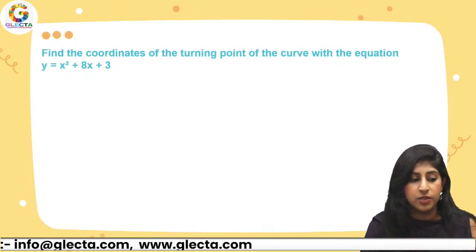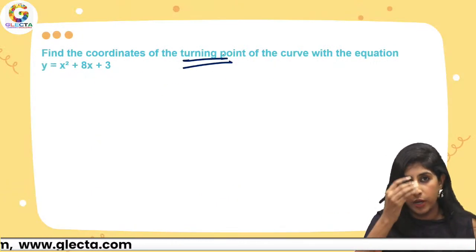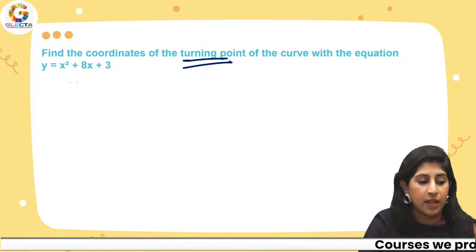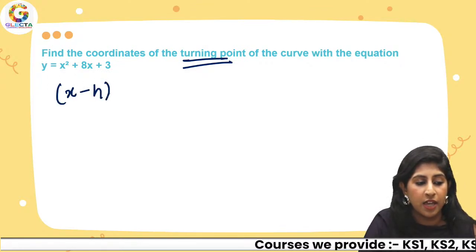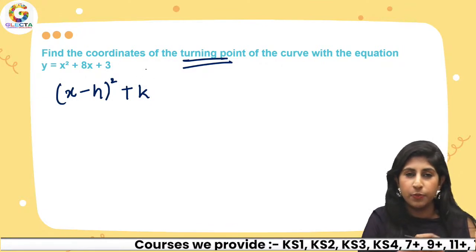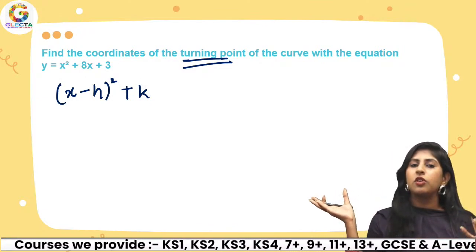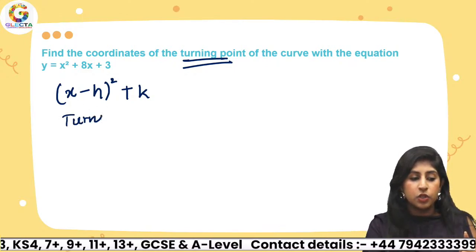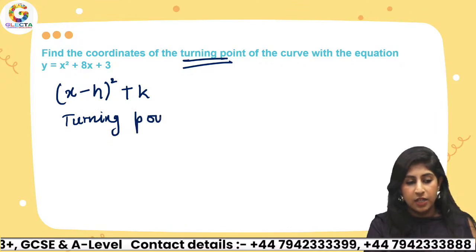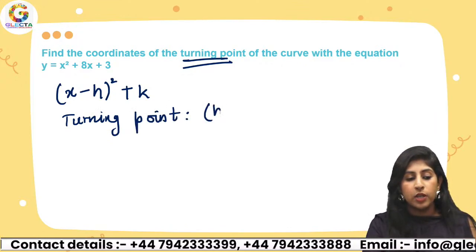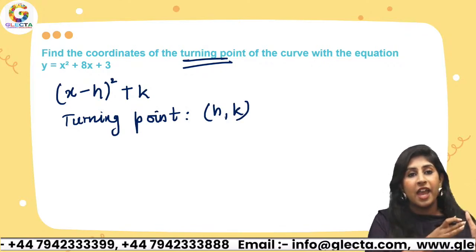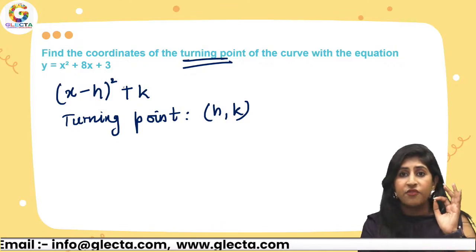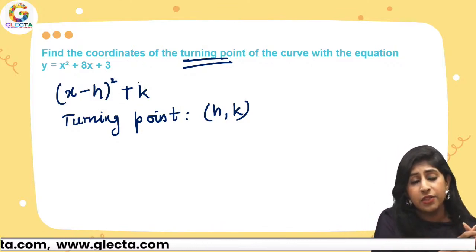Now, if I want to find the coordinates of the turning point, let me tell you, whenever I'm completing the square method, suppose I'm writing it in the form (x minus h) square plus k, something like that. If this is the general form of the completing the square method, then you can directly say, without calculating anything, that the turning point will have coordinates (h, k). So now over here, if I want to solve it, first of all, what do you need to do? You need to complete the square.